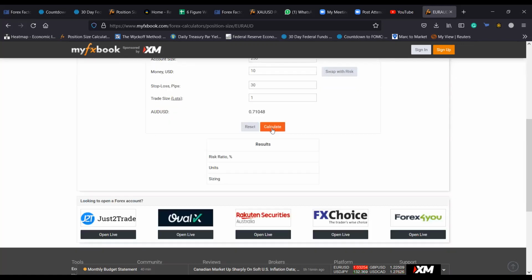So I just click on calculate, and then you can see what I have: 0.05 lots. All right. So I'm going to just pick this 0.05 lots and then go to my MetaTrader 4. All right. And then this is the trade.